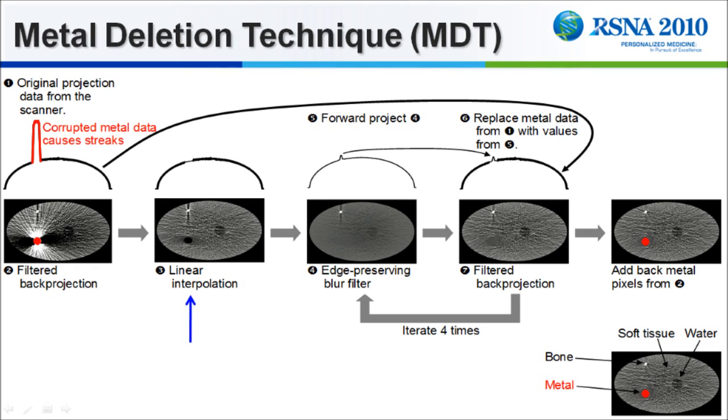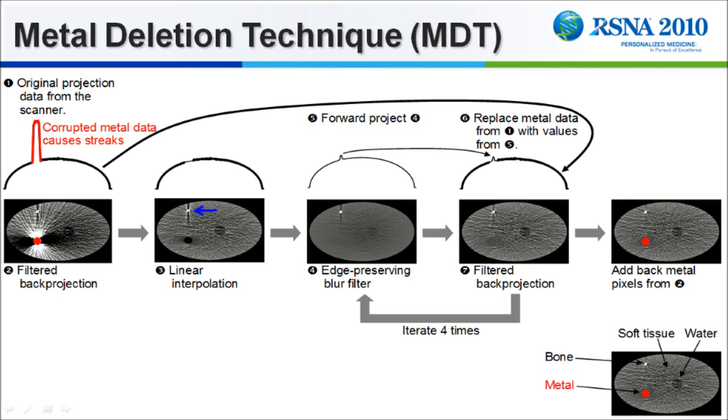As you can see, artifacts are significantly reduced, but there is still a streak between metal and this speck of bone over here. This streak is due to the fact that the bone should show up as a spike in the projection data, but it doesn't because the linear interpolation technique just fills in the missing data with a straight line.